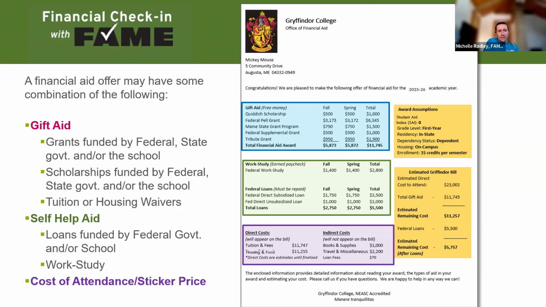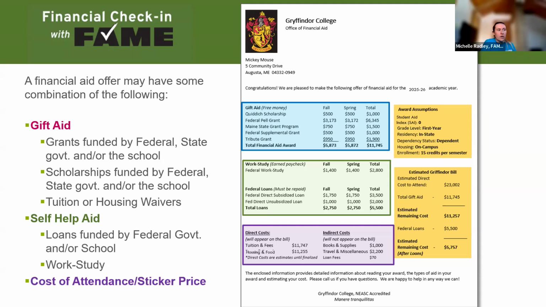You'll see the gift aid section, and that's indicated in the blue box on the aid offer letter. So you can see they actually do a great job breaking it up by fall, spring, and the total in general. Usually when you're comparing aid offers, you want to look holistically at the whole year, but it is a good idea to see how that's distributed throughout the fall and spring.